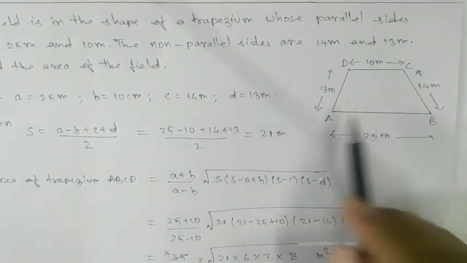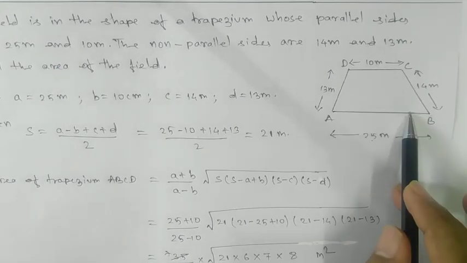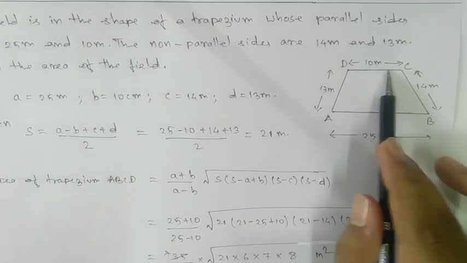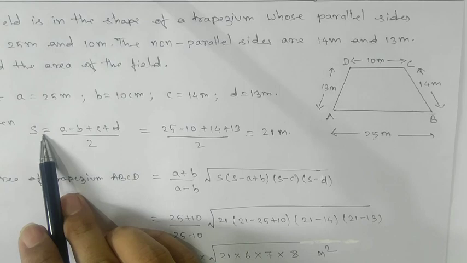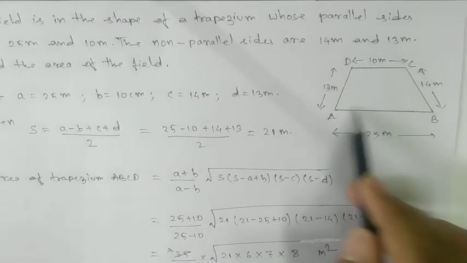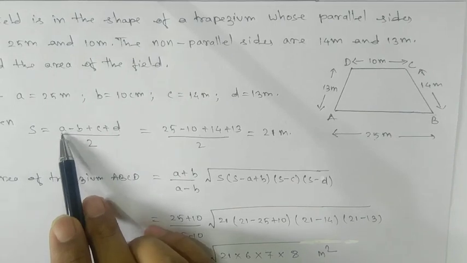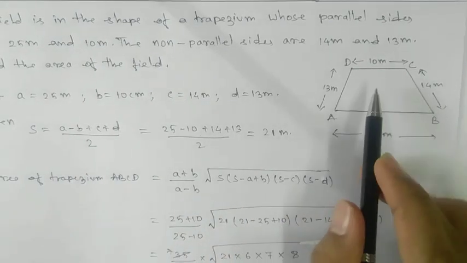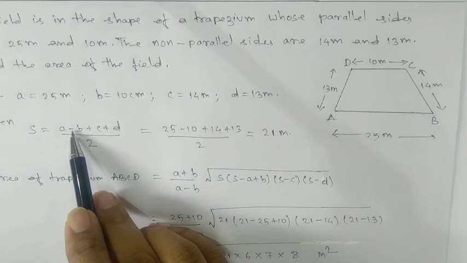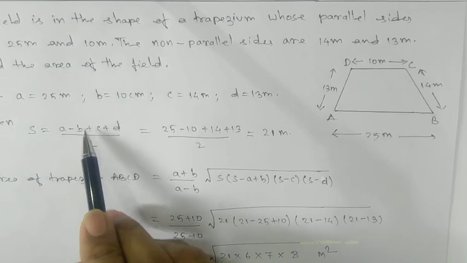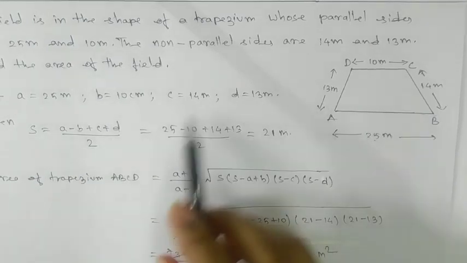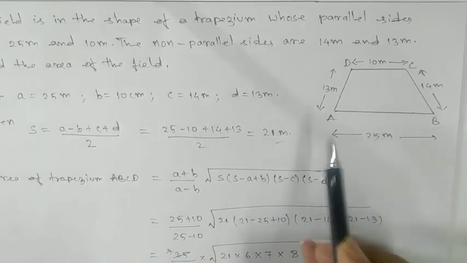Okay, so let us assume that this is your A, bigger one is your A, smaller parallel side would be your B, and C, D. Then we're going to find S, value of S, that means semi perimeter of this whole trapezium. S minus A, actually it's not a semi perimeter here, as you can see that there's a minus symbol. So S is A minus B plus C plus D by 2. We'll substitute the value, so we are getting 21.